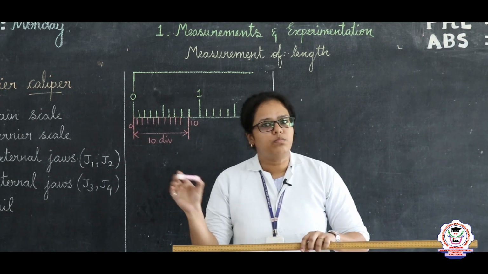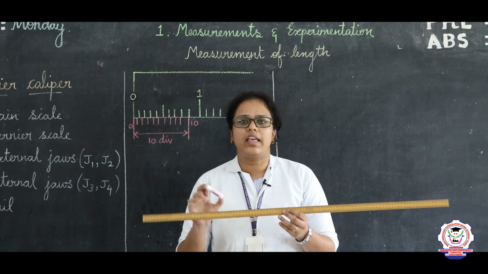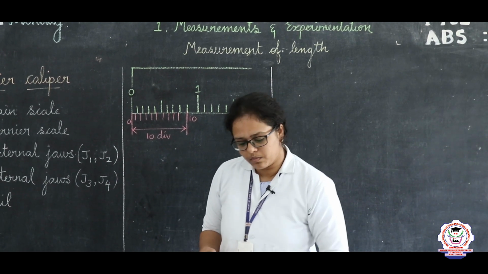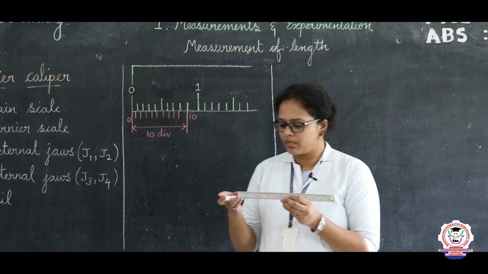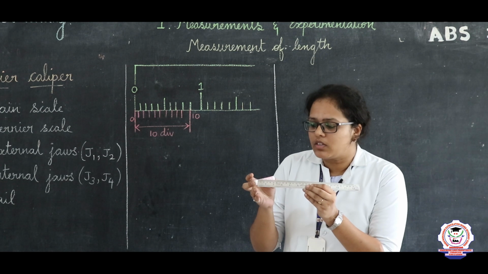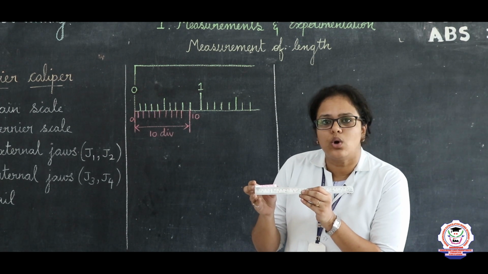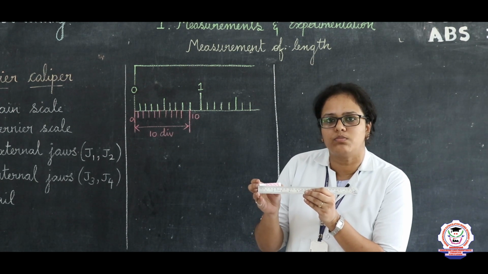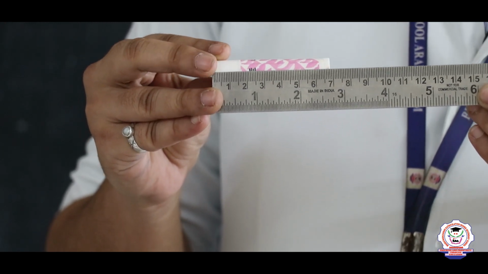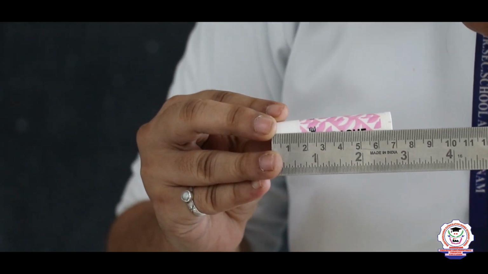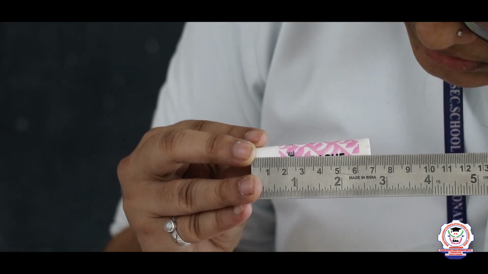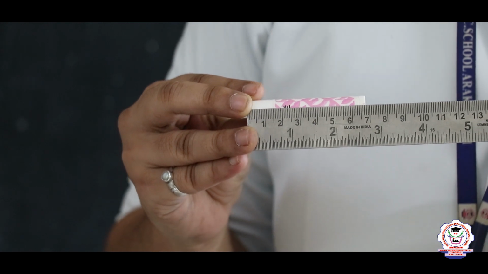Let's see, I have an object. I wanted to measure the length of this object using a meter scale. In order to measure the length of the object, place the object so that the 0 on the scale coincides with the starting point of the object. Here the 0 of the meter scale coincides with the starting point of the object. If you measure the length, it gives a value in between 6.7 and 6.8 centimeter.